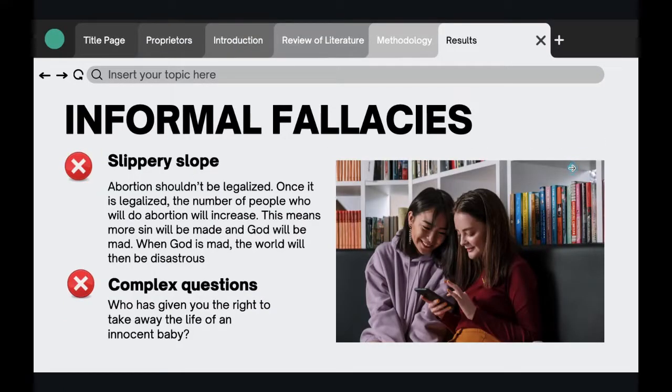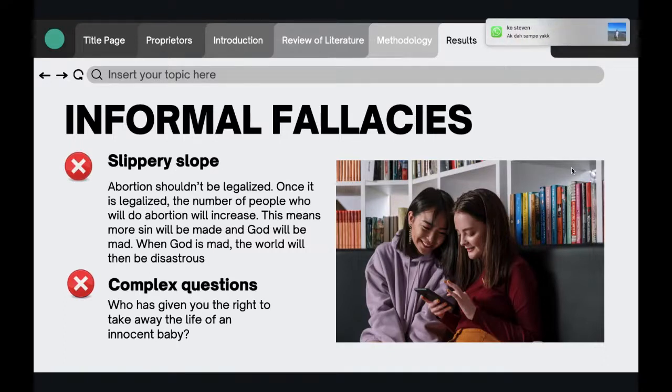For the informal fallacies, there are many types of informal fallacies, but in this argument, which is abortion shouldn't be legalized. Once it is legalized, the number of people who will do abortion will increase. This means more sin will be made, and God will be mad. When God is mad, the world will then be disastrous.